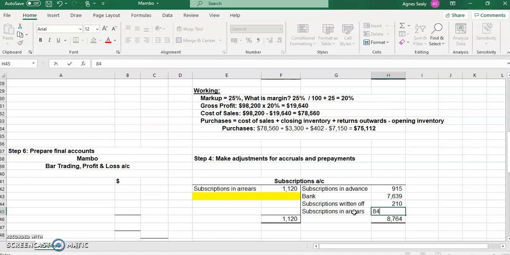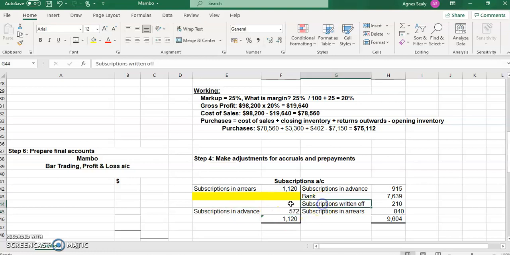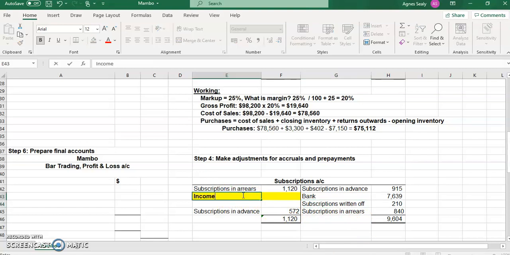That was $840. And then our subscriptions in advance at the end was $572. So we have entered all the information in our subscription account, and now we can work out how much we are supposed to include in our income and expenditure account for subscriptions for the year ended December 31st, 2014.